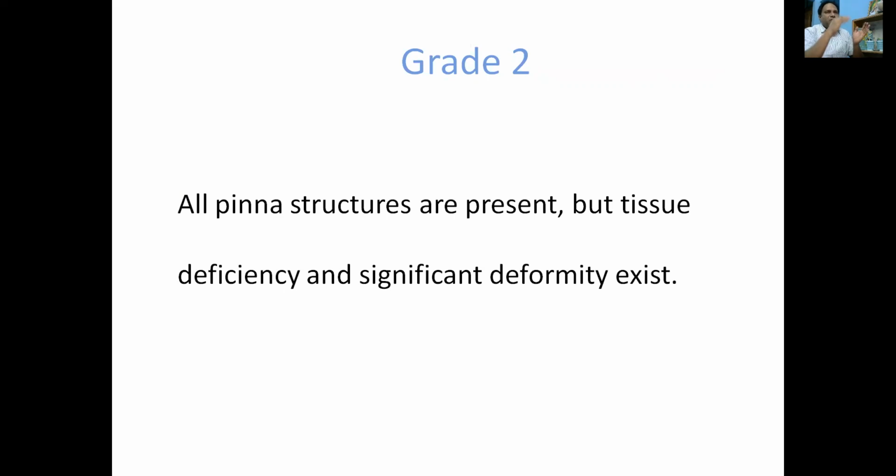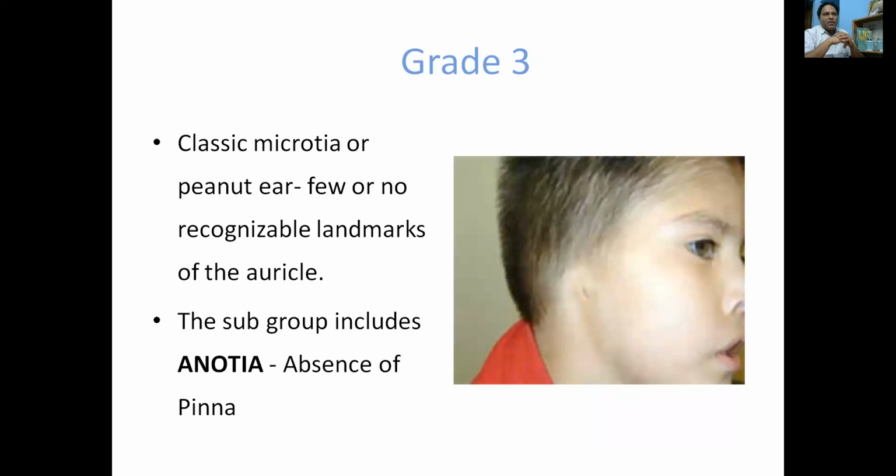Then coming to the next variant, grade 2. All pinna structures are present. There will be no absence. All the parts of the pinna are present, but tissue deficiency and significant deformity exist.